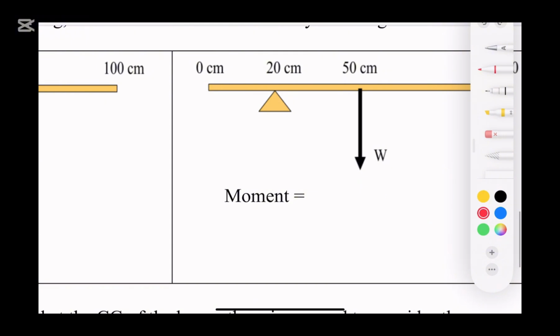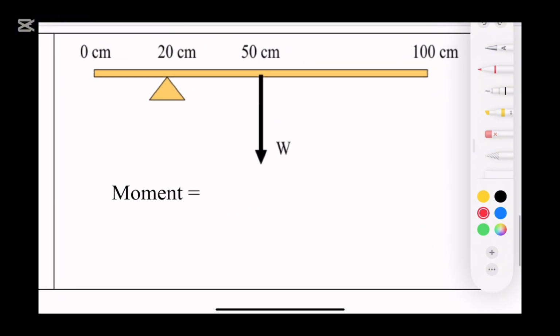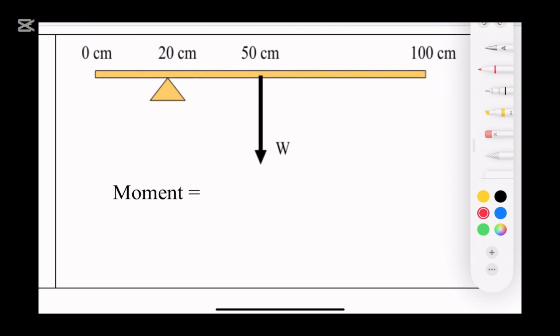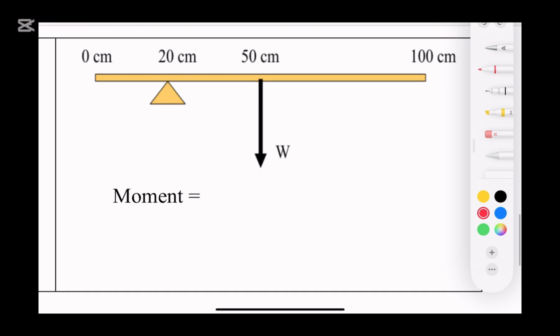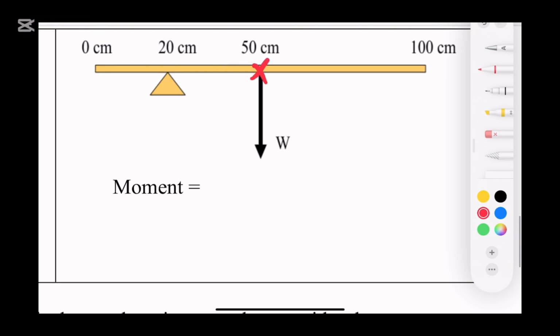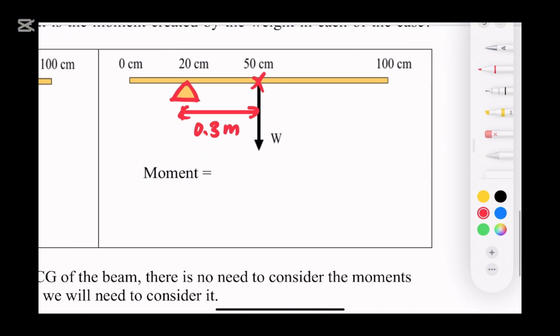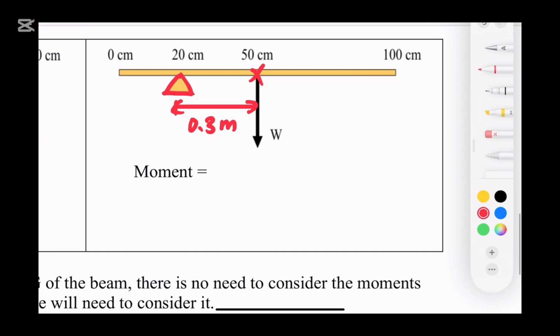However, if we are to place the pivot away from the CG, then you have a problem, because now there is a moment generated by the weight of the plank itself, which we have to take into consideration. So in this case, if I place the pivot at the 20 cm mark, now there is a perpendicular distance from the pivot to the weight itself, and that is 30 cm or 0.3 meters. Remember, we have to work in SI units most of the time.